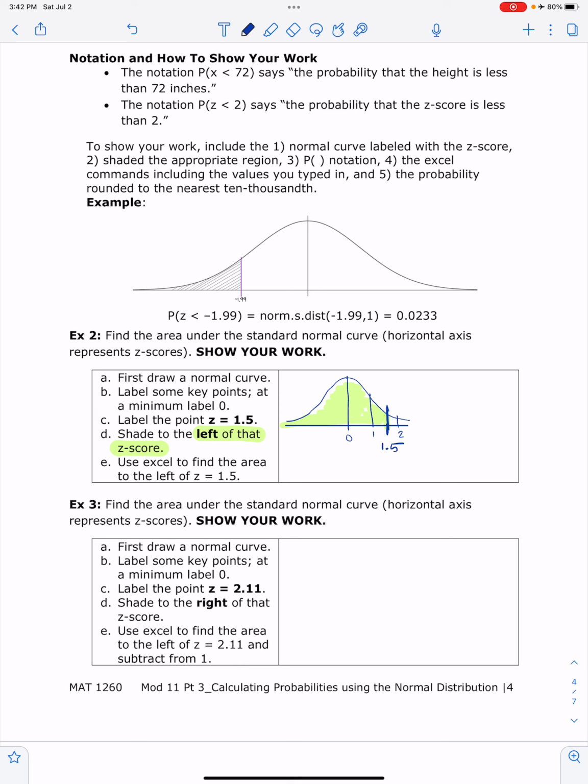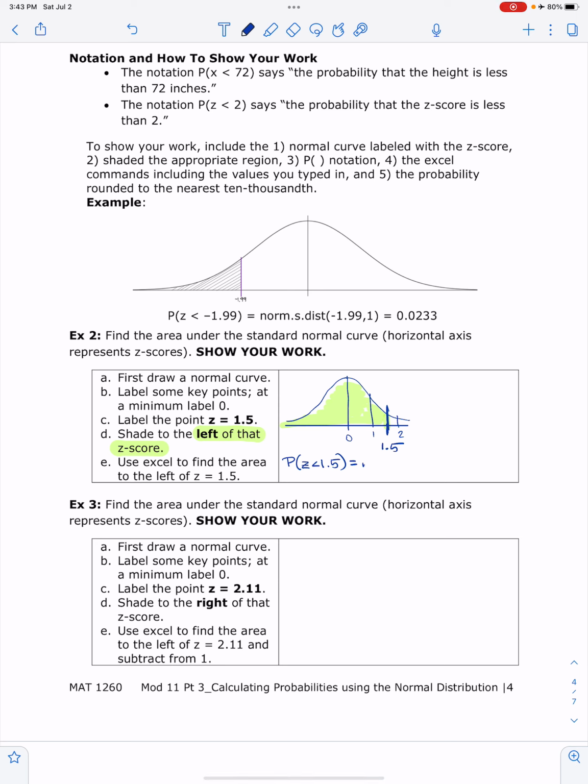Okay, so that is 1, the normal curve is labeled with the z-score. 2, the appropriate region is shaded. 3, my P notation, I am looking for the probability that z is less than 1.5.